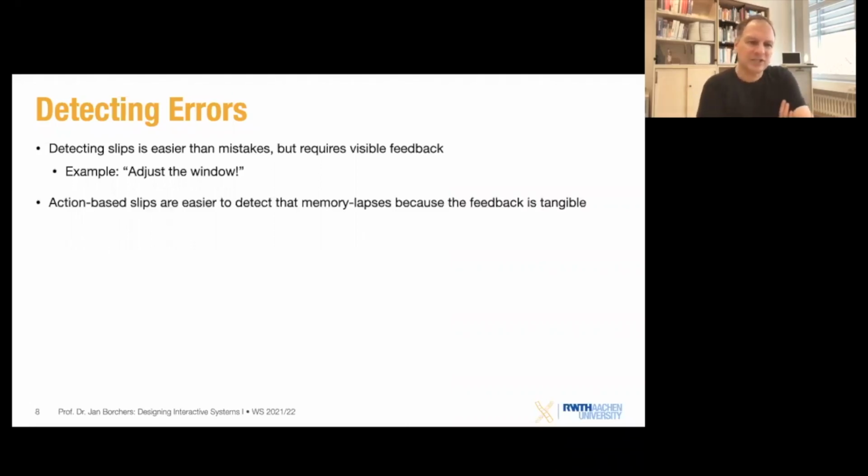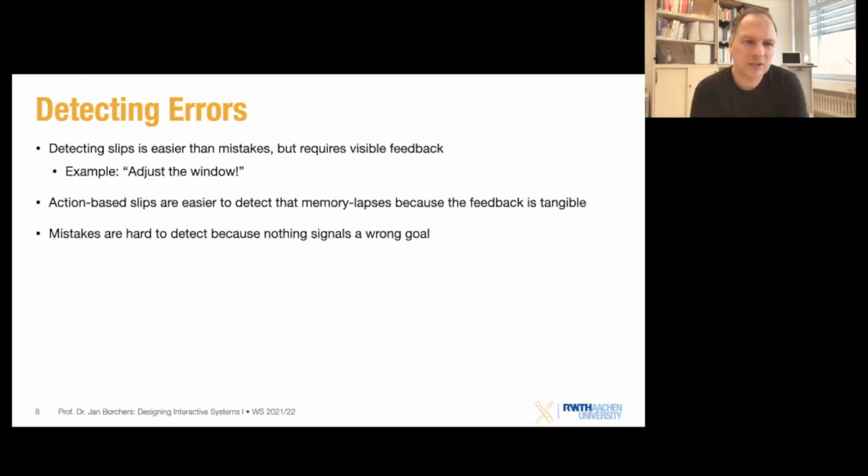Action-based slips are actually easier to detect than memory lapses because the feedback is very tangible, right? You can really see what's going on when you have an action-based slip. And mistakes are much harder to detect than all these slips because there's nothing that will signal you a wrong goal, right? The goal is something you come up with in your head, and only after you complete your whole sequence, you may realize that, oh, that's actually not what I intended to do to start out with.